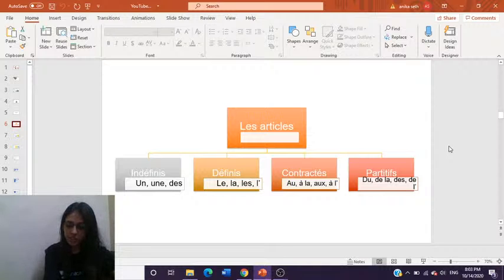First of all, it is important to know which of the articles fall under which categories. As we know, there are four kinds of articles: indefinite, definite, contracted and partitive. Indefinite articles are un, une, des. Definite articles are le, la, les, l'. Contracted articles are au, à la, aux and à l', and partitive articles are du, de la, des and de l'.